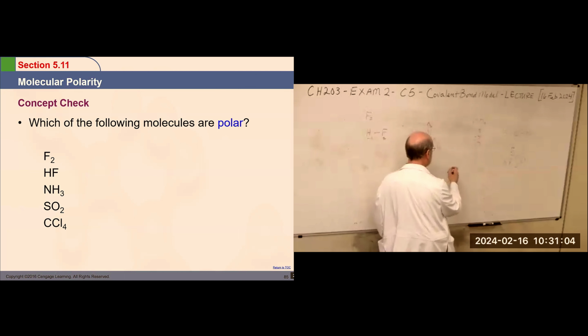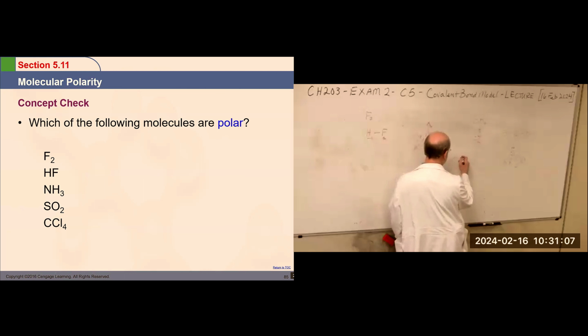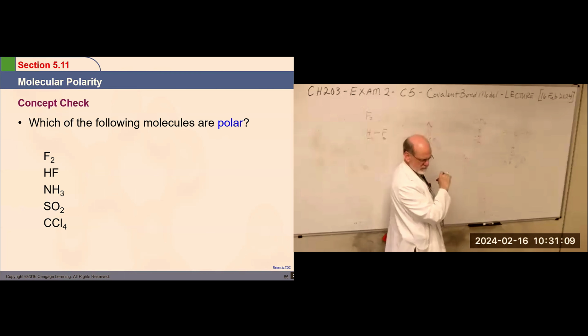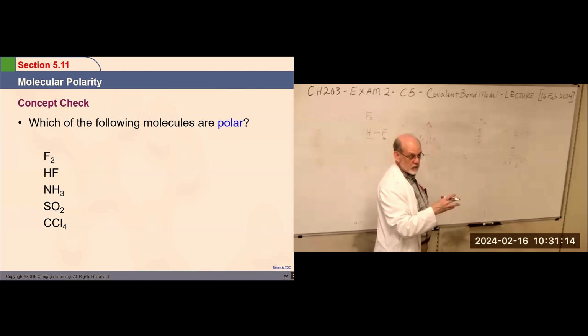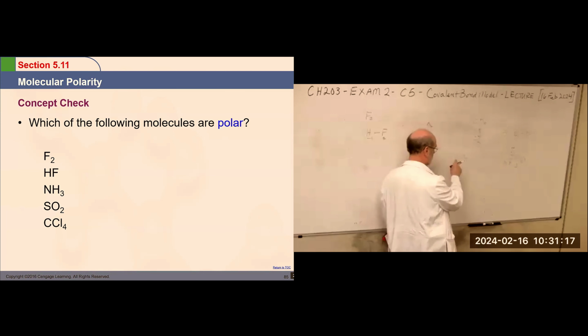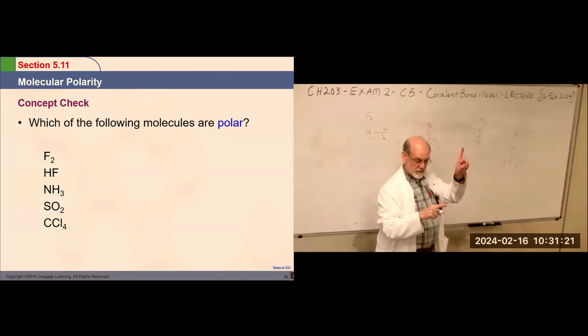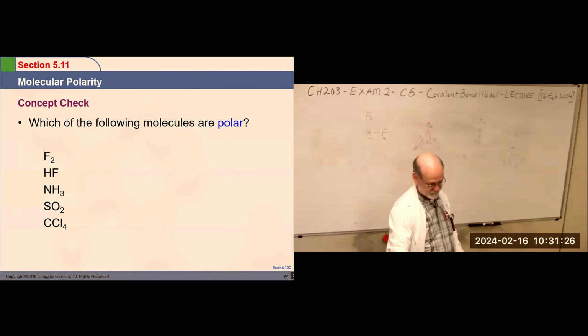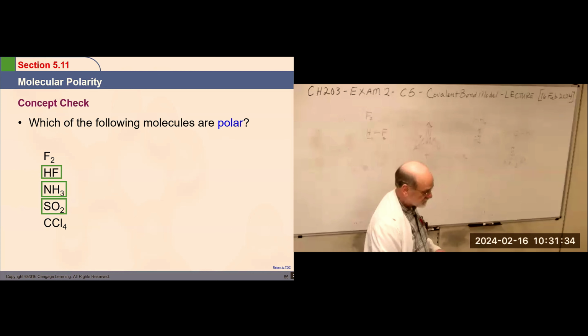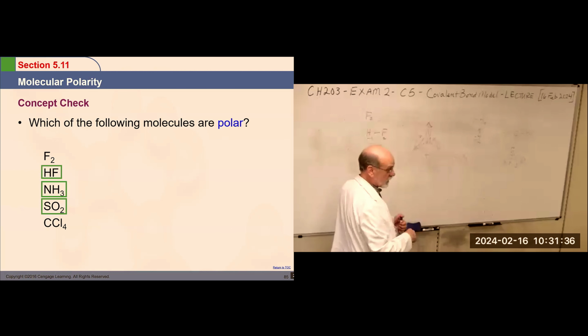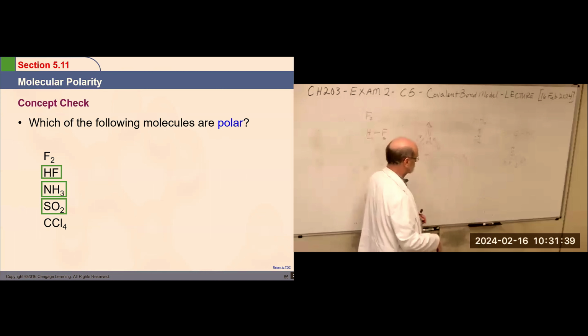And we drew carbon tetrachloride before. Carbon tetrachloride is symmetrical, tetrahedral, and even though the bonds would be polar toward chlorine, they're all pointing to the points of a tetrahedron and they cancel one another out. So the only polar ones here are HF, ammonia, and SO2. Now, the relative polarity would be another discussion.